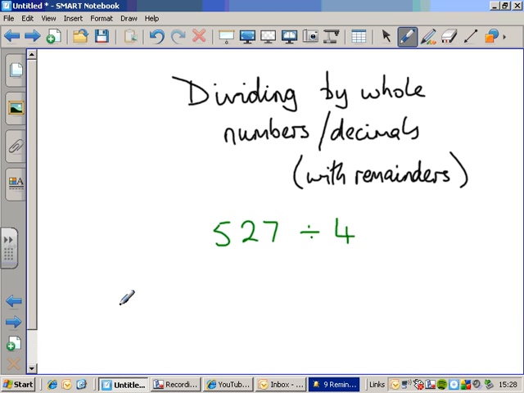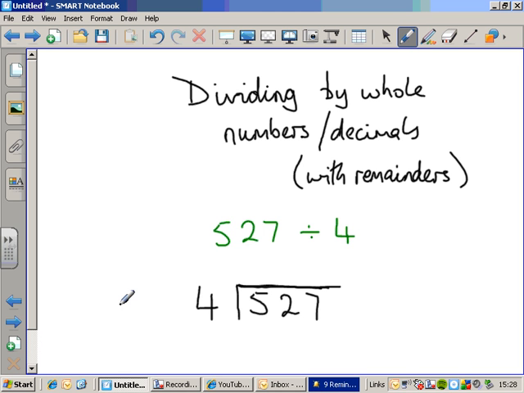Let's take 527 divided by 4. That means, how many times does 4 go into 527? If you've grown up in England, then you've probably learnt to set your work out a little bit like this, and that's fine. If you haven't, then I bet your way is not hugely dissimilar, and I bet this will make sense to you. So we'll go with this for now and see how we get on.